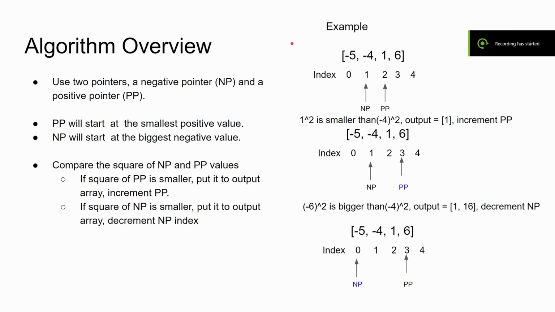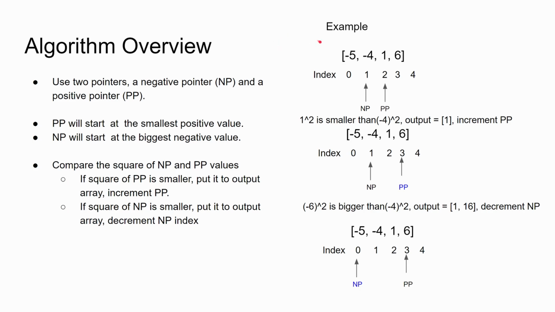Algorithm overview. I'll use two pointers, a negative pointer NP and a positive pointer PP. PP will start at the smallest positive value and NP will start at the biggest negative value. And I'll compare the square of NP and PP values, and if the square of PP is smaller, then I'll put it in the output array and increment PP, and if the square of NP is smaller, put it in the output array and decrement NP.